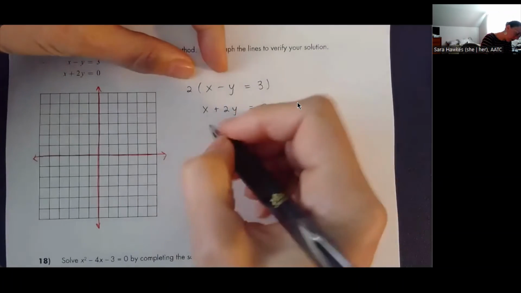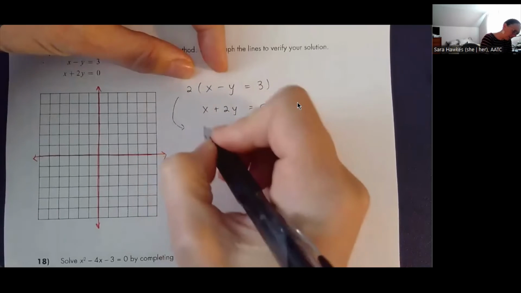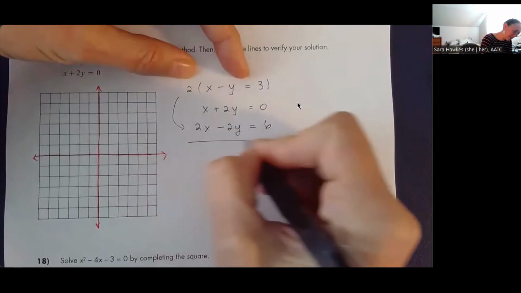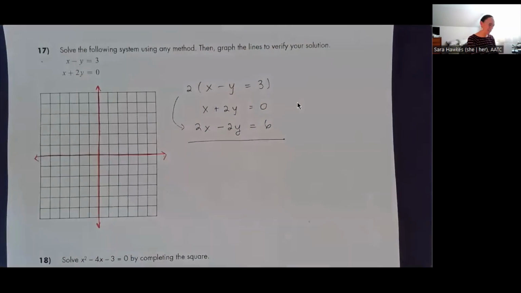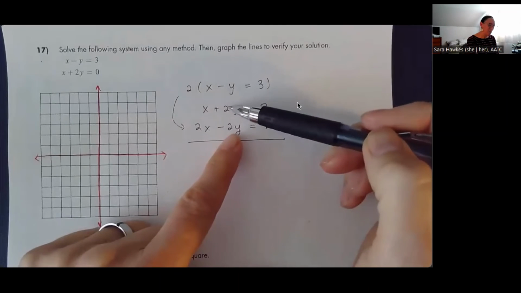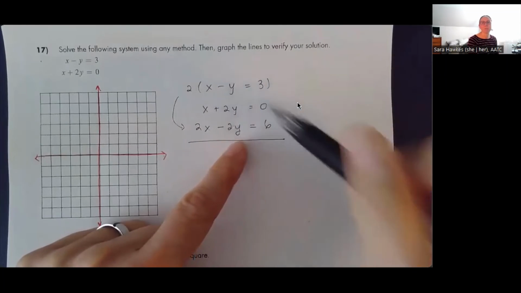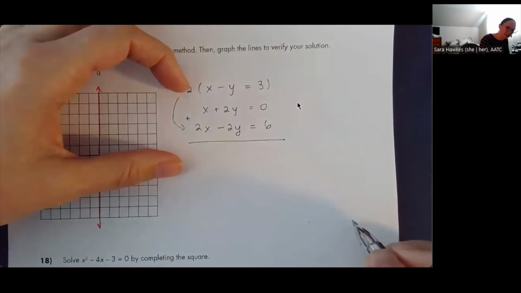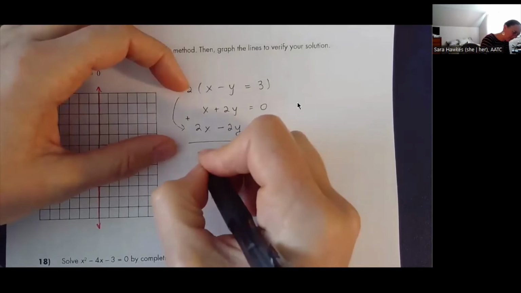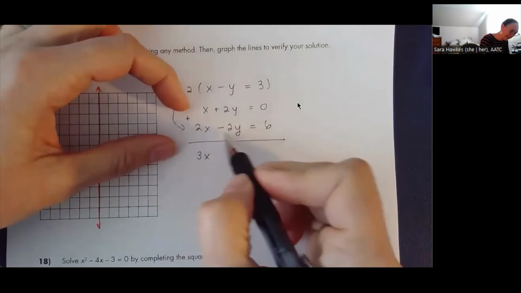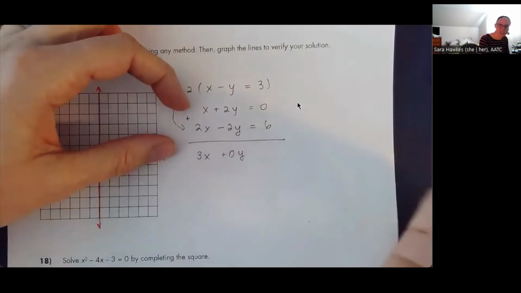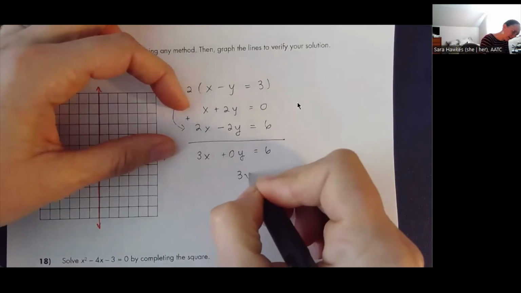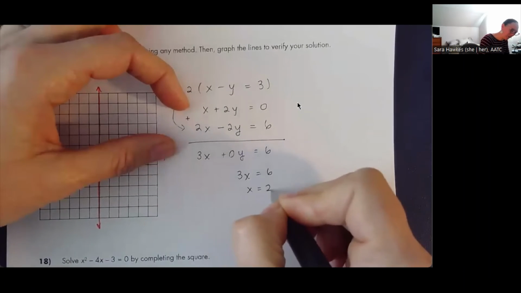I'm going to distribute that 2 out and pop it down here. So I'd have 2x minus 2y is equal to 6. Now the whole thing with elimination is that I want the same coefficient but opposite signs on either my x's or y's so that I can add the 2 equations together. x plus 2x would give me 3x. 2y plus negative 2y gives me 0y, or just 0. And 0 plus 6 would give me 6. And if 3x is equal to 6, that means x must be equal to 2.